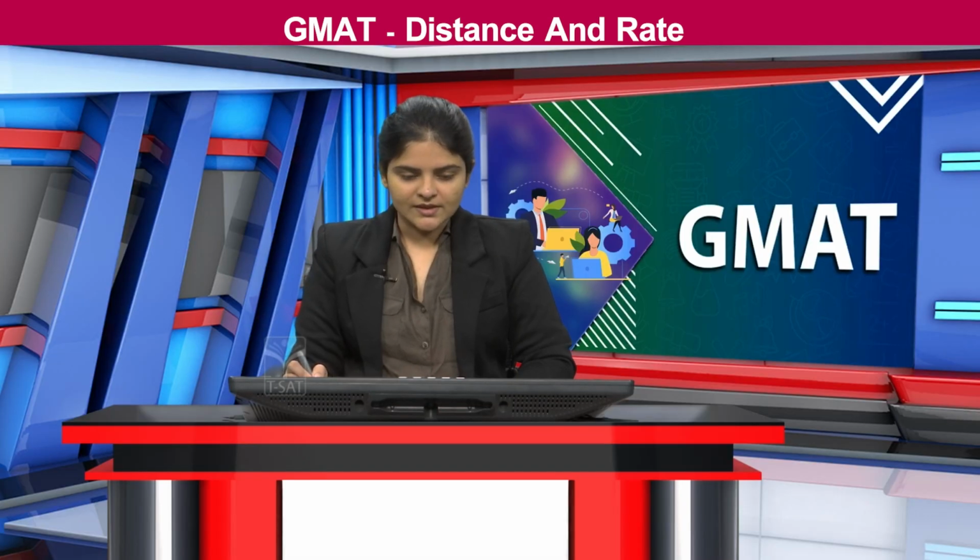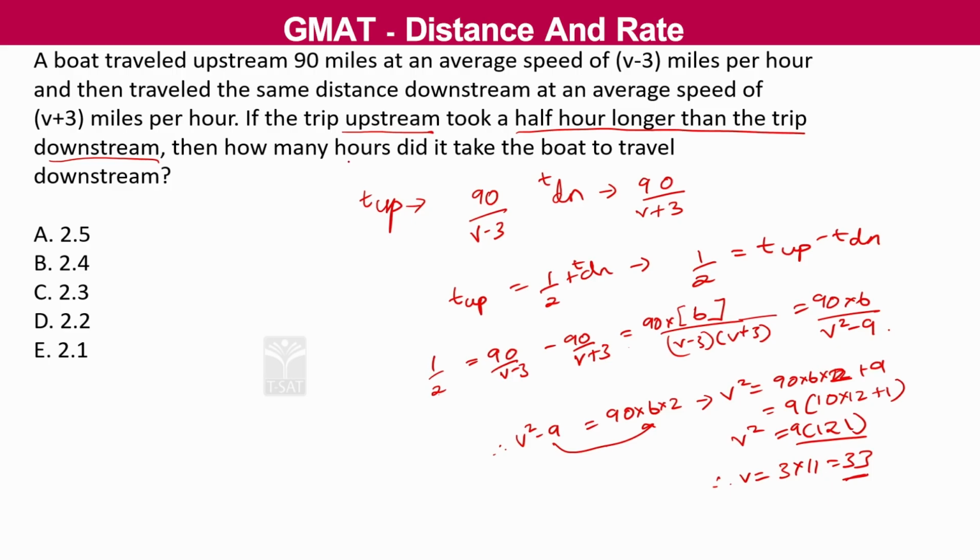So, the question is asking us how many hours did the boat travel downstream. That is, time downstream equals 90 divided by v plus 3, that is 90 divided by 33 plus 3, which is 36. You have 9 tens are 90, 9 fours are 36, which equals 2.5. 10 by 4 equals 2.5. 2.5 is the amount of time. That is, the answer is option A. Let's look at the next question now.